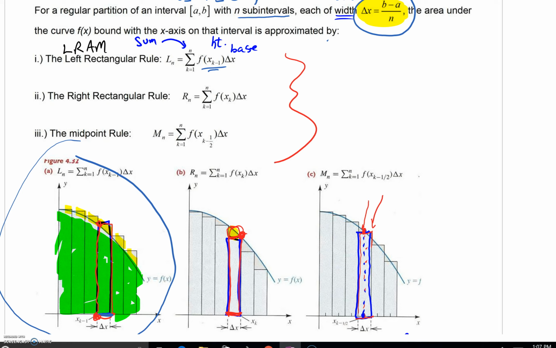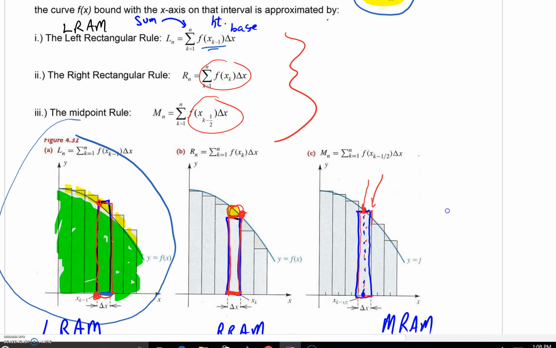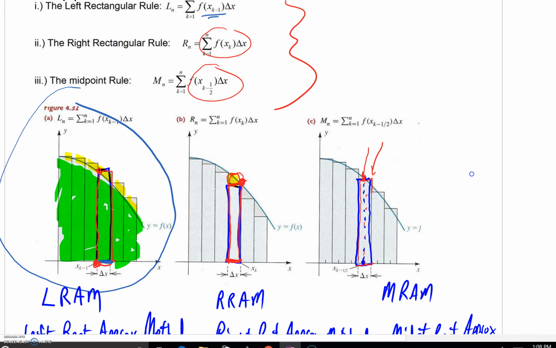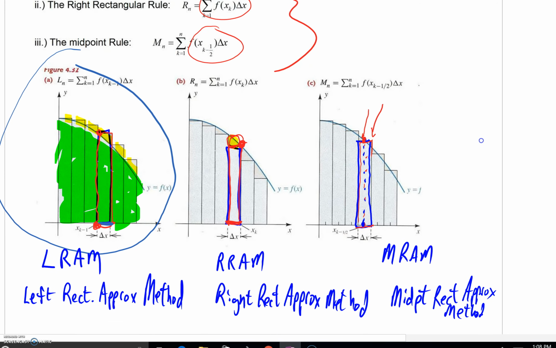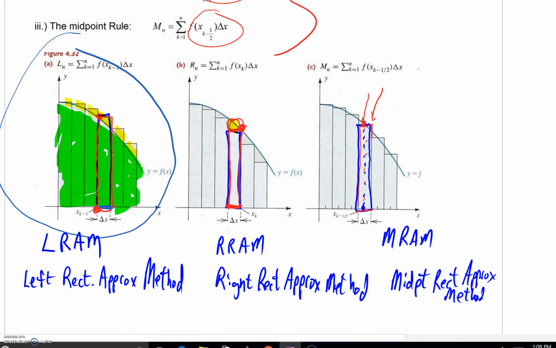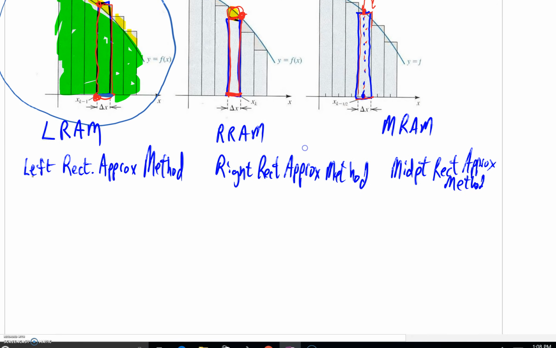Saying you're going to add up a whole bunch of things. What are you adding up? You're adding up a whole bunch of height times bases. You're adding up a whole bunch of rectangle areas. So I wanted to talk you through that first. I think the sigma notation sometimes can scare kids a little bit. But ultimately, all we're doing, guys, is adding up a whole bunch of rectangle areas. What we have to pay attention to is how we determine the heights of those rectangles.